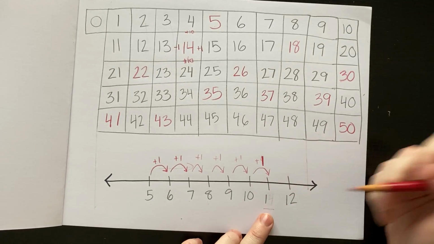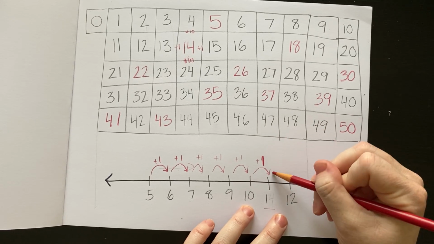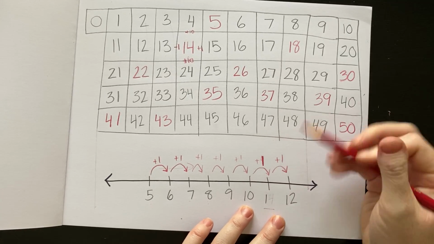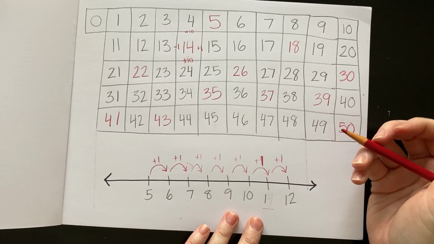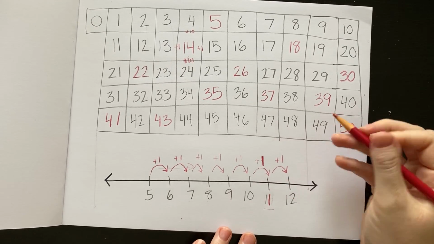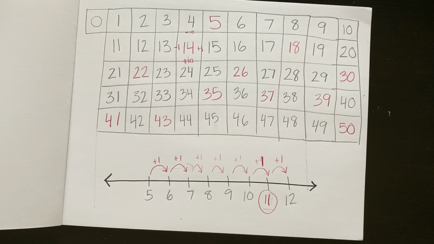All right, what number should this be? Between 10 and 12. That seems right. So 1 less than 12 and 1 more than 10. What goes here? 11. Yeah, very good. So always fix mistakes when you see them.